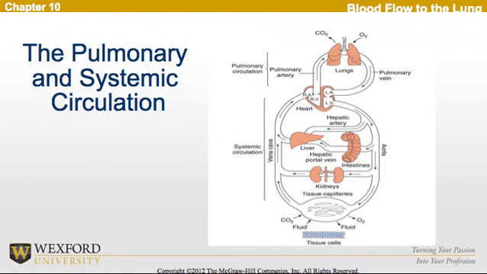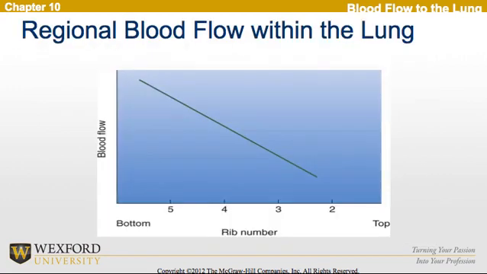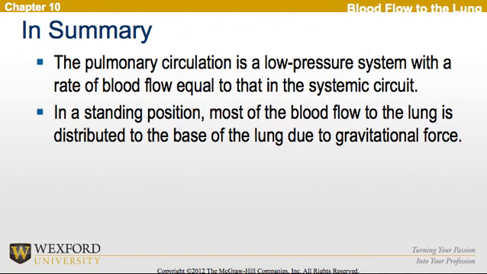This is again a reference diagram to the pulmonary and systemic circulation. And this is regional blood flow within the lung. In summary, the pulmonary circulation is a low-pressure system with a rate of blood flow equal to that of the systemic circuit. In a standing position, however, most of the blood flow to the lung is distributed to the base of the lung due to gravitational force.